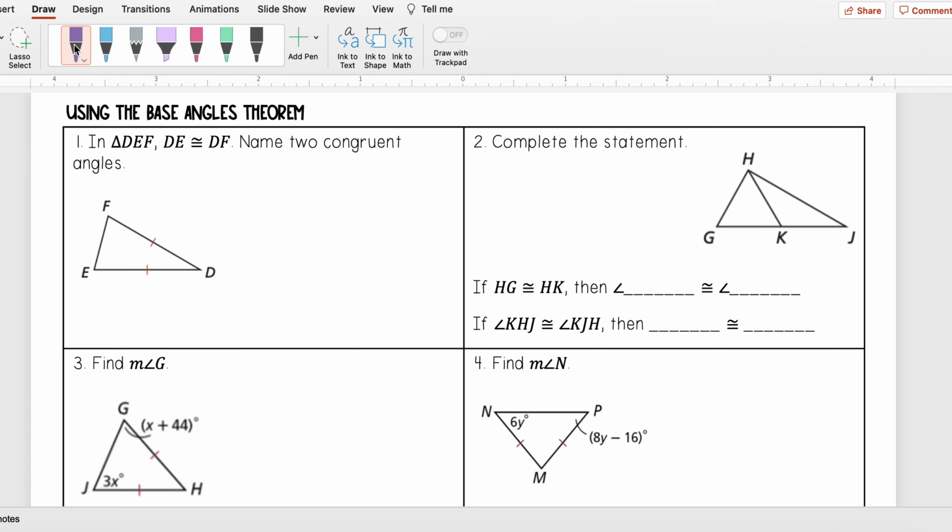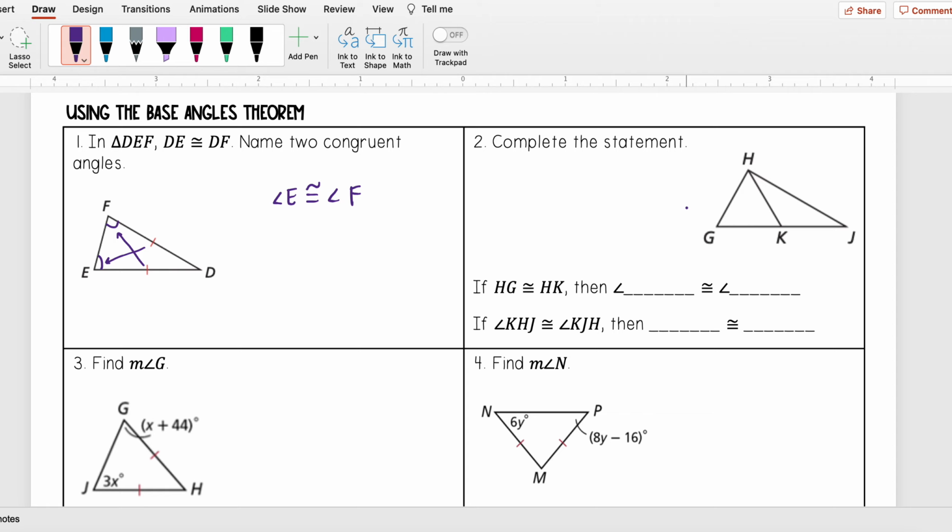So for number one, we have triangle DEF, and I know that DE is congruent to DF, and that is marked on my figure here with those red tick marks. I want to name two congruent angles. Well, I know from my base angles theorem that the angles opposite or across from my congruent sides are also congruent. So the angle across from DF is angle E, and from DE is angle F. So I know that angle E is congruent to angle F.